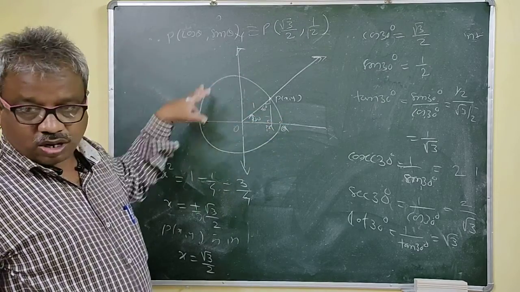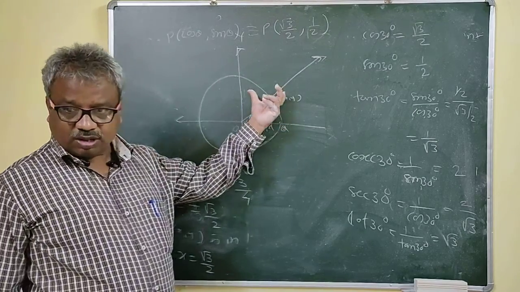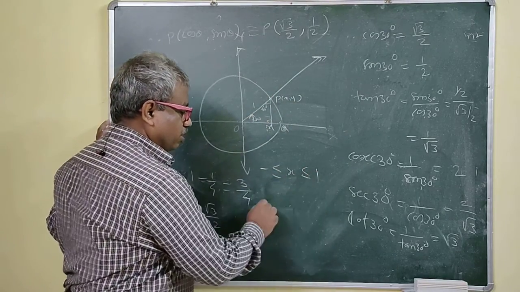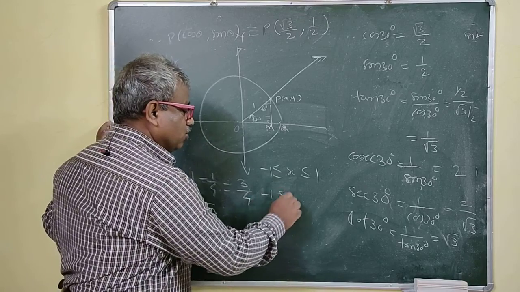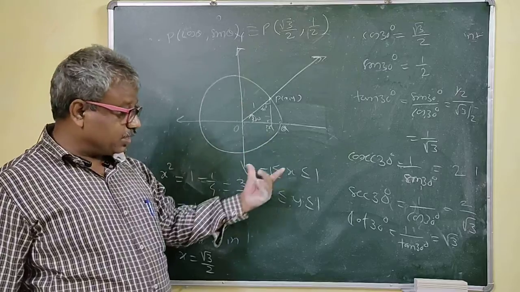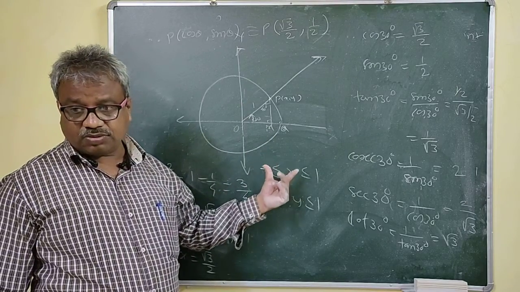X square plus y square equals what? The point lies on this circle. That means your x lies between minus 1 and 1, and your y also lies between minus 1 and 1. That means the value of sin theta and cos theta lies between minus 1 and 1.